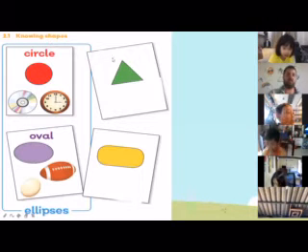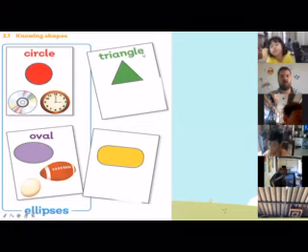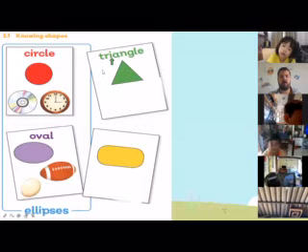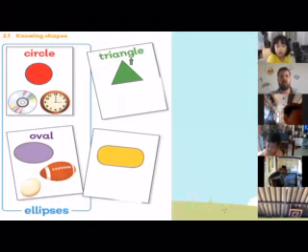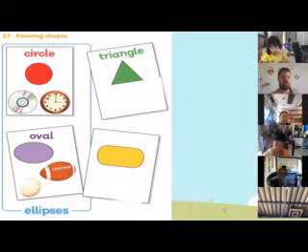Okay. Next, students, we have our triangle. Triangle. Okay, I'd like us to spell triangle. The triangle is T, R, I, A, N, G, L, E. Triangle. Okay, what objects are in the shapes of a triangle? So our first one is a pizza. Pizza.